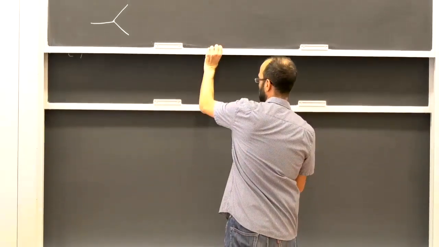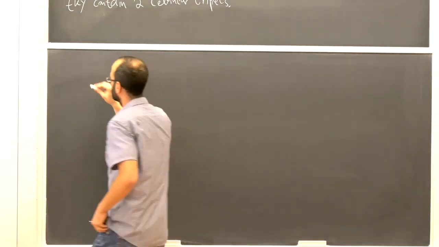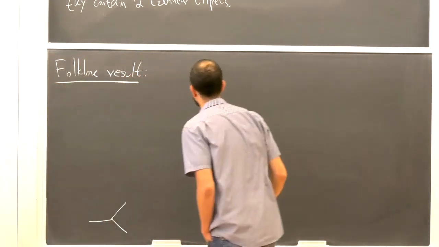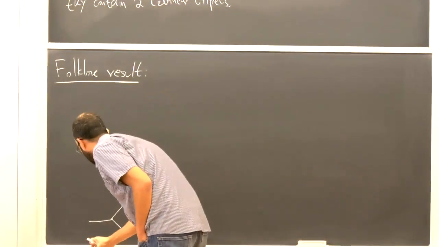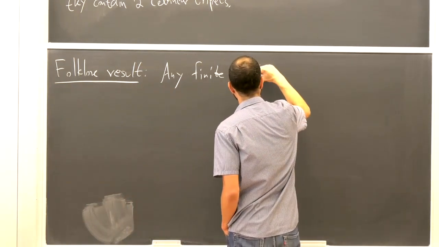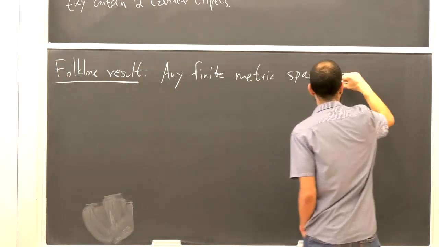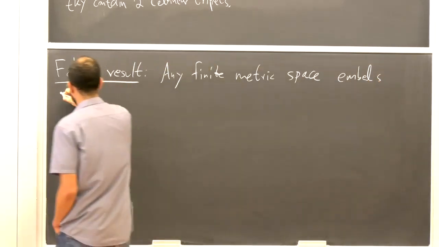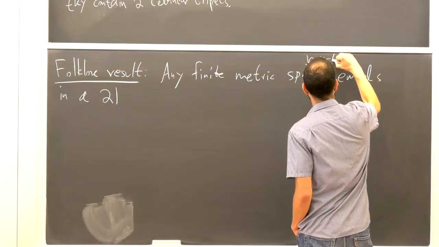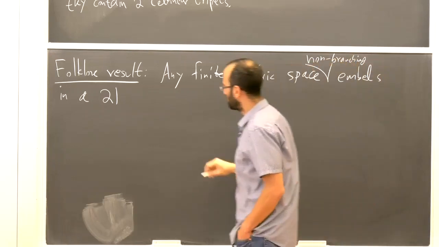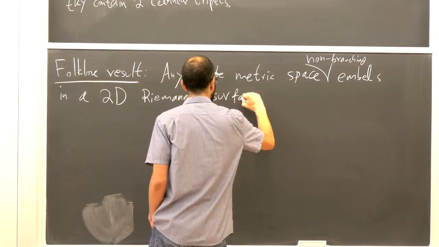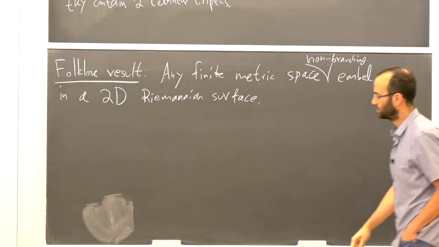So there is a folklore result. I'm not sure where it's written actually, but the French authors know about it. That if you have any finite metric space, it embeds isometrically in a non-branching Riemannian surface, in a two-dimensional Riemannian surface, typically of high genus. Let me explain this result in an example.